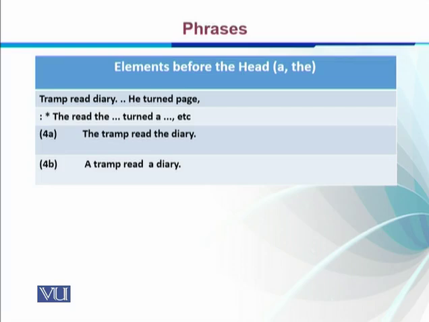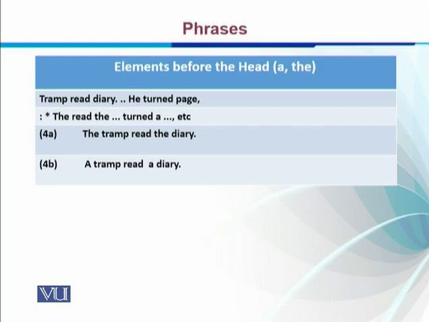We can pick them up from the sentence and we can simply say tramp read the diary and the meaning will still remain the same. But if we pick the head words tramp and diary from their slots, the sentence will become meaningless. For example, we can say the read the. It will be a meaningless sentence, right? Whereas the tramp read the diary and a tramp read the diary. However, within 4a and 4b, there is a difference.